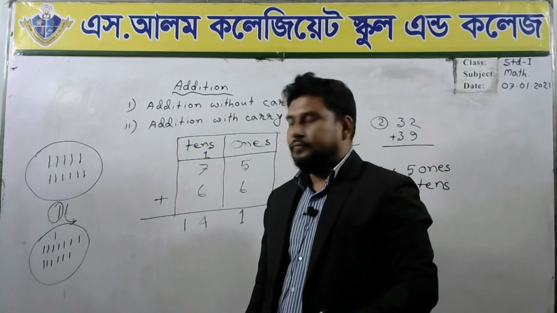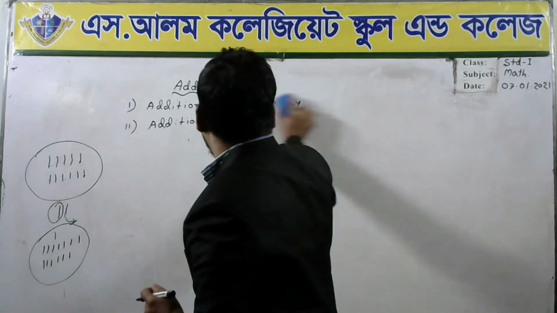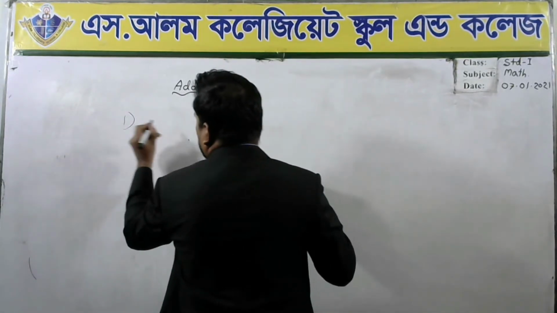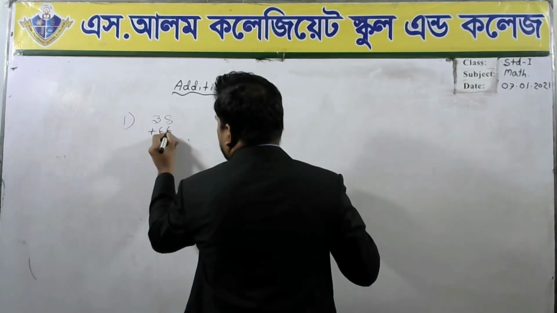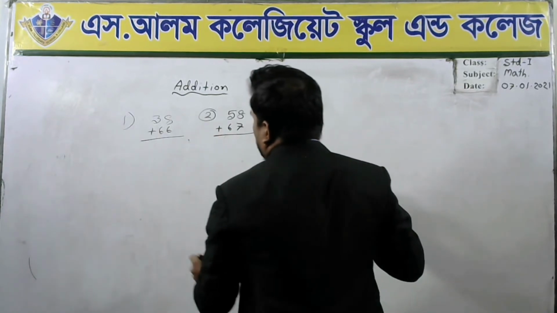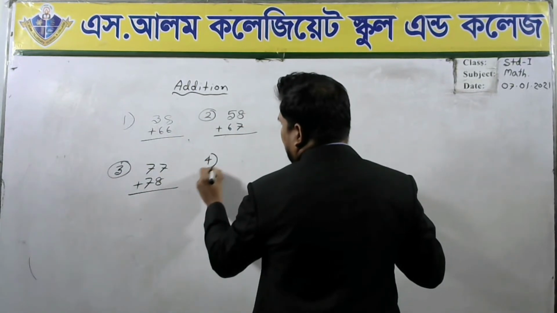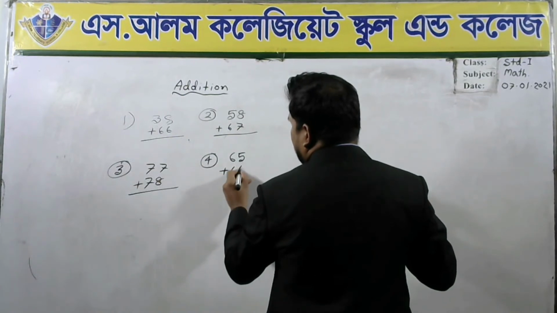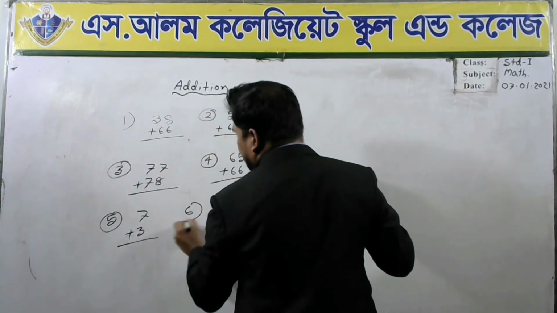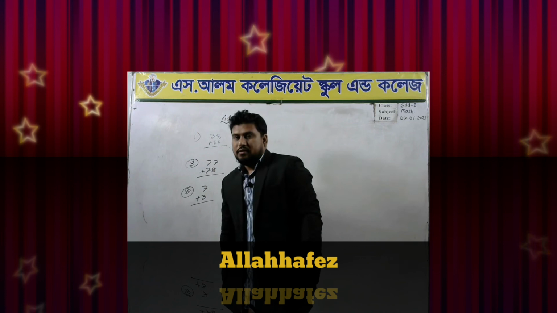Try to do it at home. I'll give you some homework. Do it at home. Number 1, 38 plus 66. Number 2, 58 plus 67. Number 3, 77 plus 78. Number 4, 65 plus 66. Number 5, 7 plus 3. Number 6, 99 plus 98.